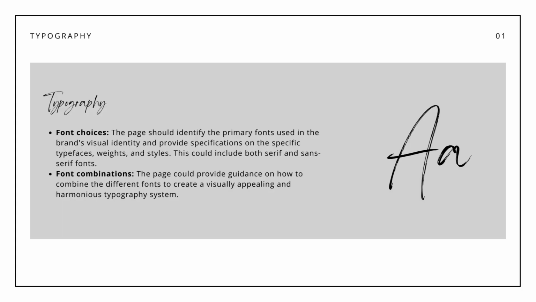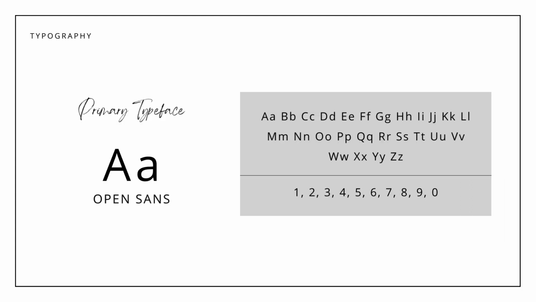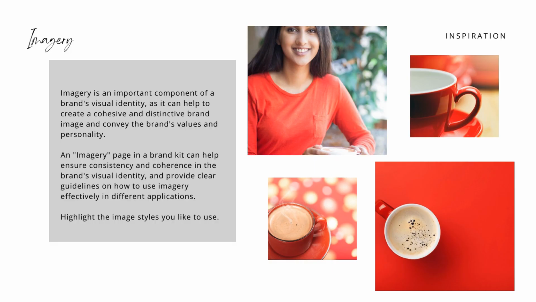Typography is the next one we delve into, where we're including our font choices, so what our primary font is, and what font combinations that we might use as well. These could be serif and sans serif fonts. They also provide guidance on how to include them. So if we go to the next page, you'll see what I'm talking about here. Our primary typeface is an open sans one in this case, and we've included what it looks like here so people know how they can engage with it. And then you can go into sub fonts and all of those sorts of things.